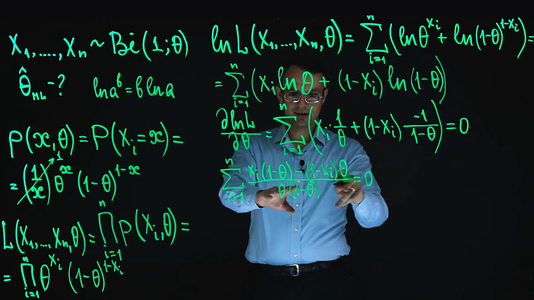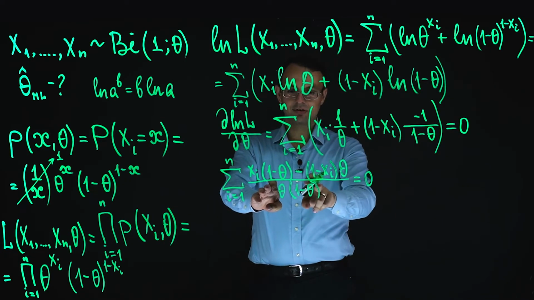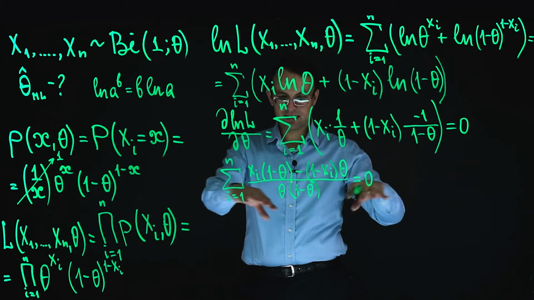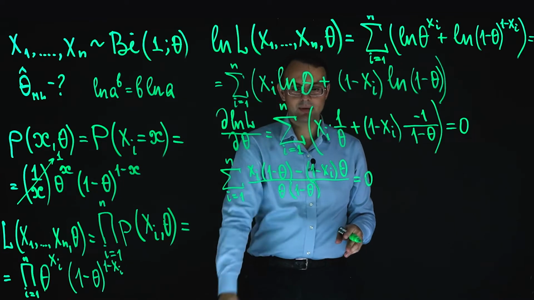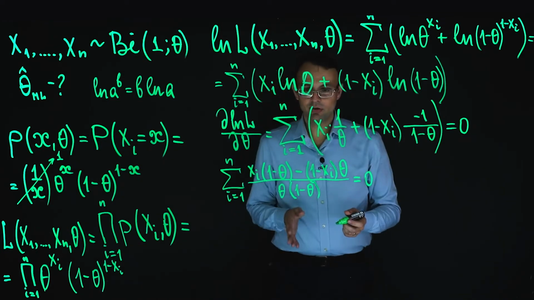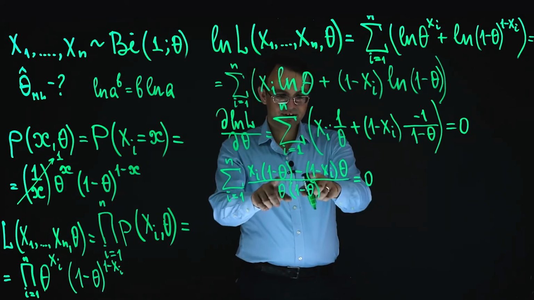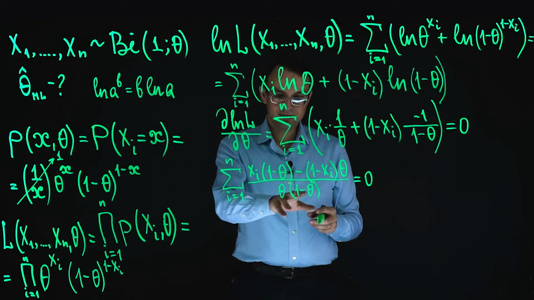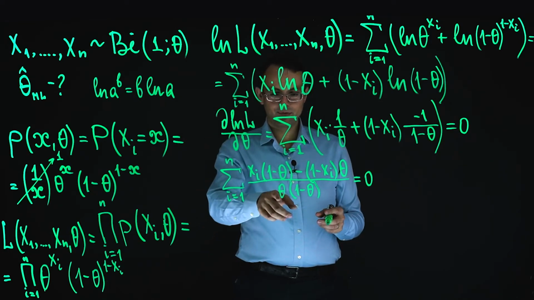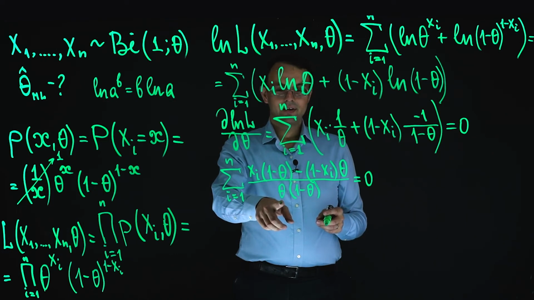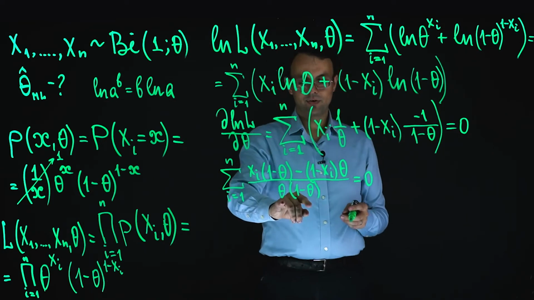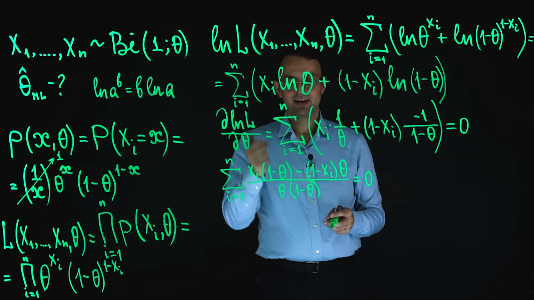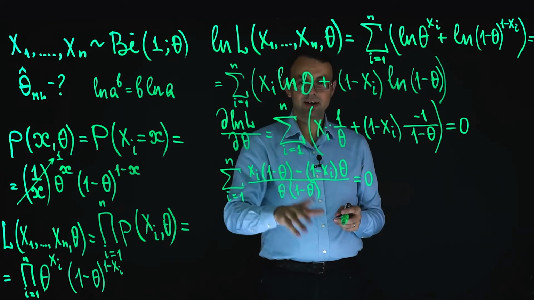So I want to annihilate the denominator of this fraction, and I can just multiply by the expression theta times 1 minus theta. Why can I do so? Because I assume that this expression is not 0. It can be 0 either if theta is 0 or if theta is 1. So only in the case of theta equal to 0 or equal to 1, this expression can be equal to 0.